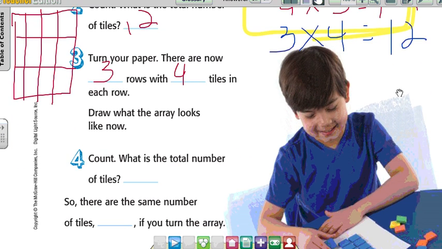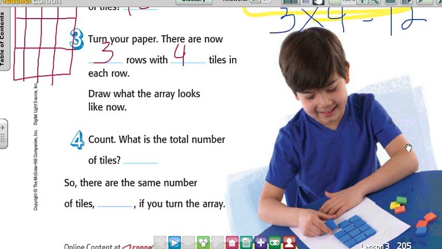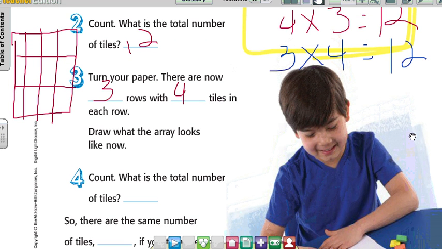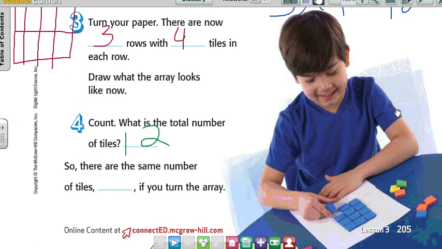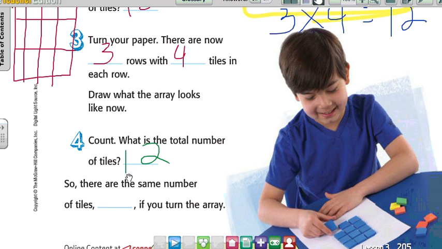Okay. We counted. What's the total number of tiles again? 12. So there are the same number of tiles, 12. Okay, if you turn your array.